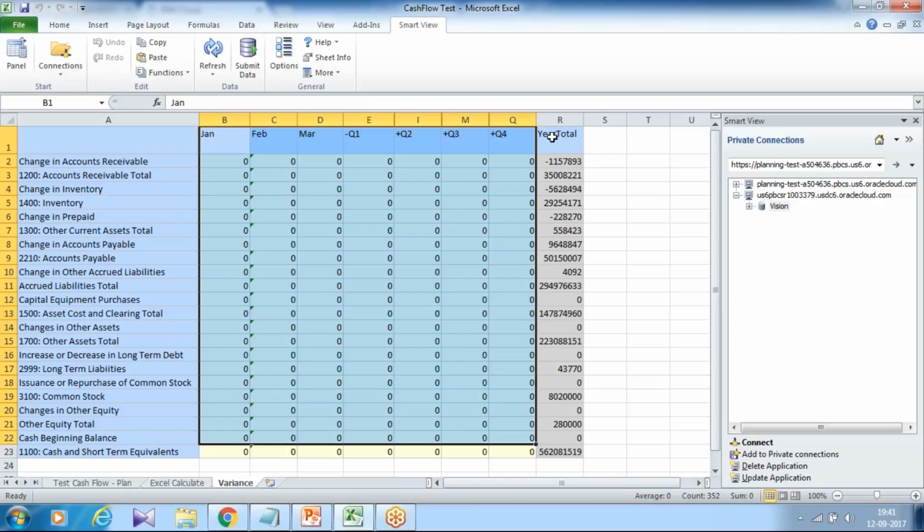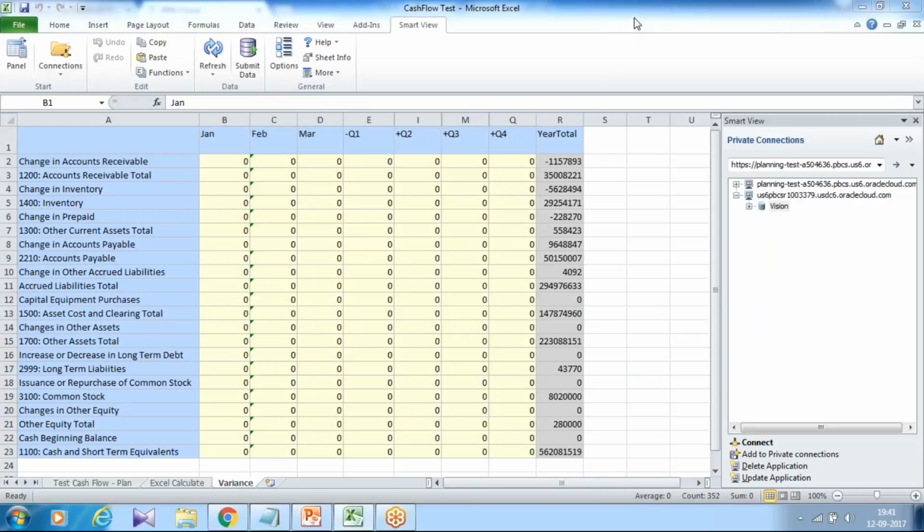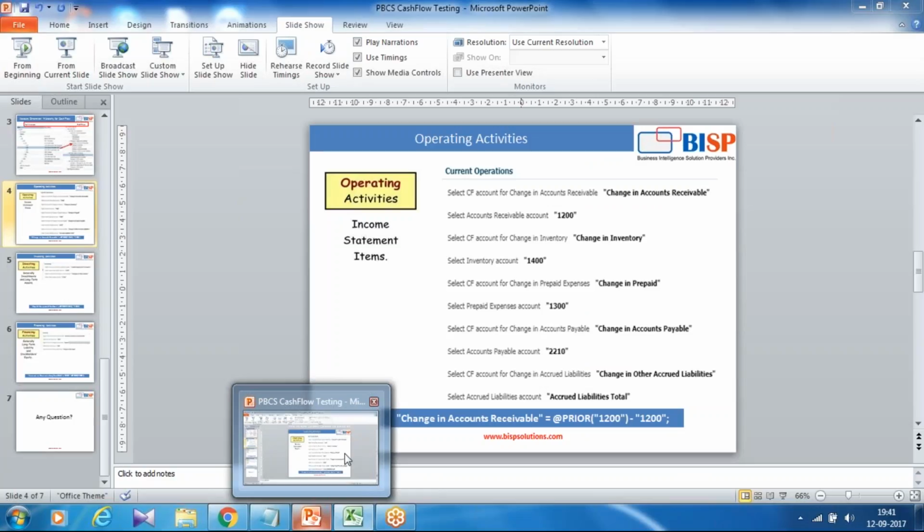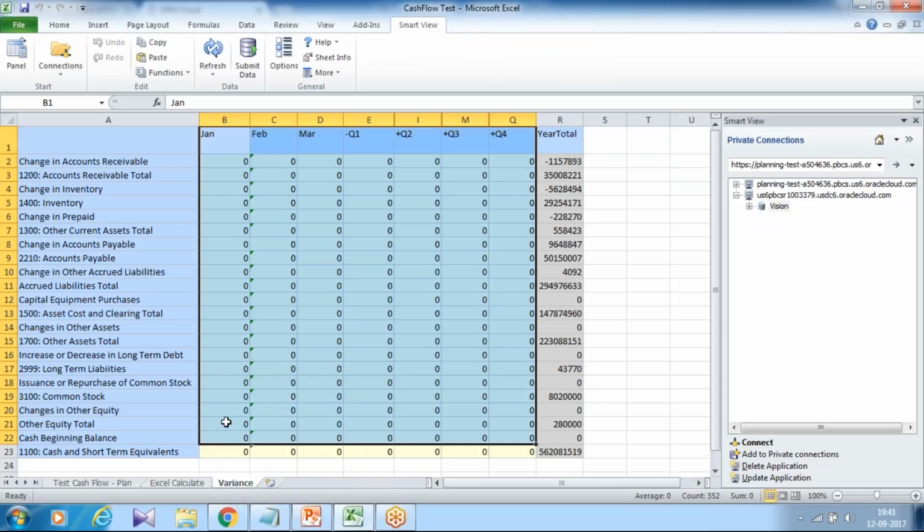So once you find all variances are 0, it means the calculation done by your Calculation Manager is logically correct. Once you have tested this, in the second part of this presentation I talk about how to write the calculation script or business rule to perform cash flow calculation.